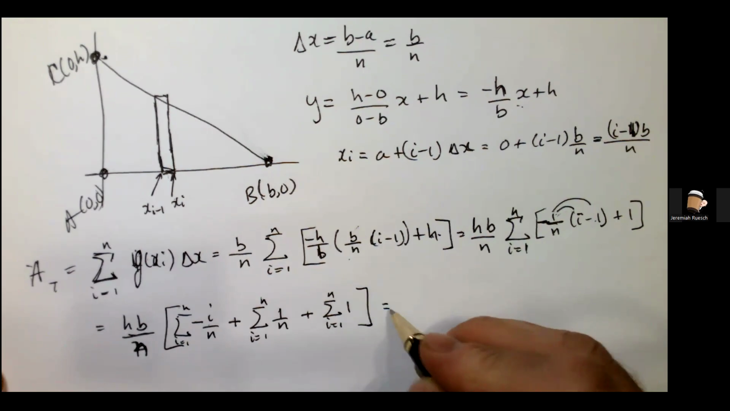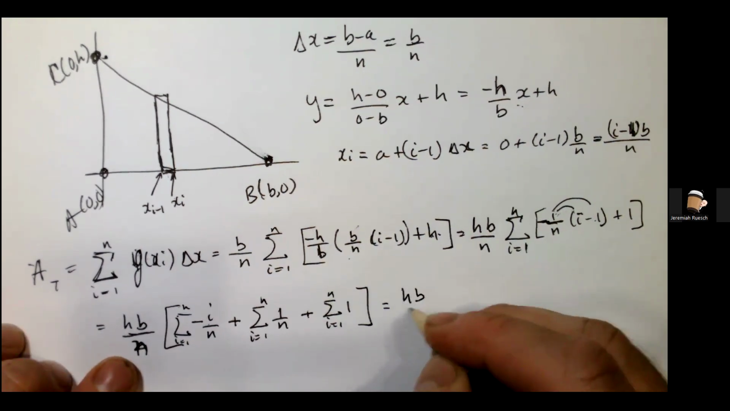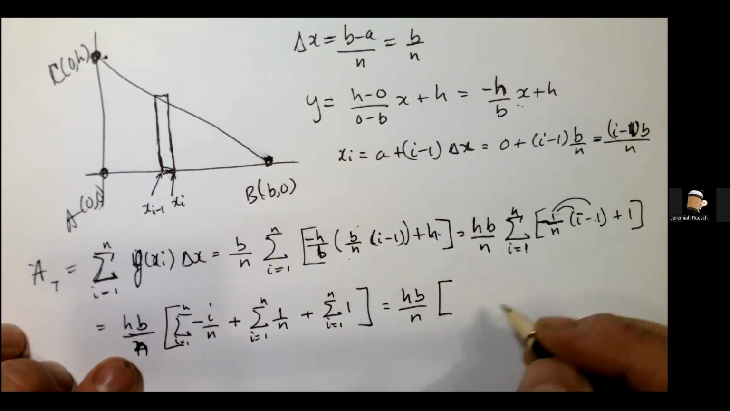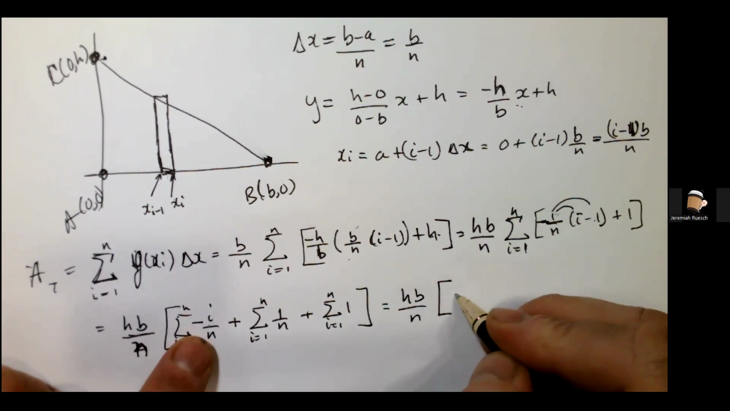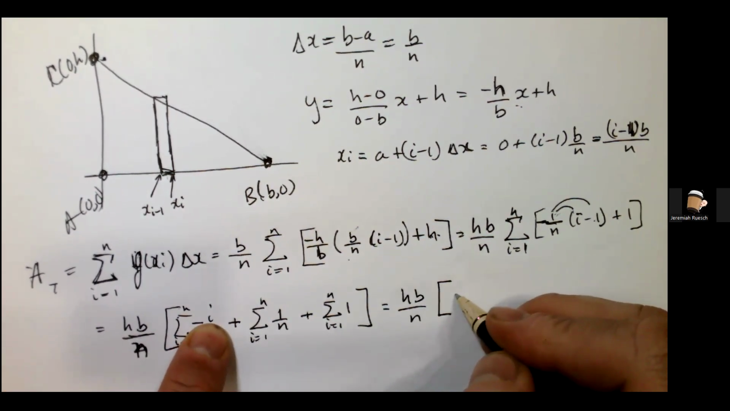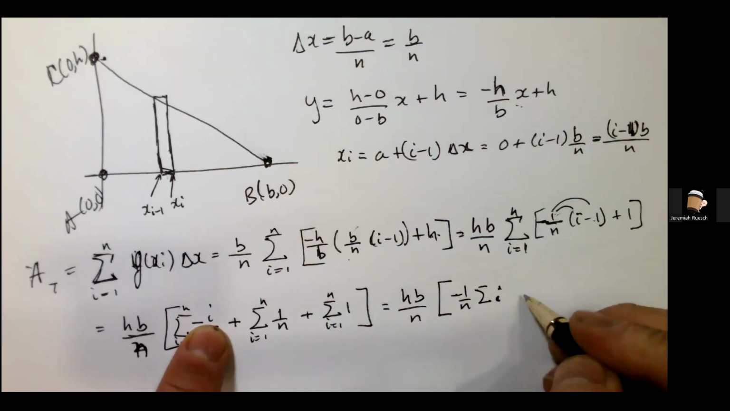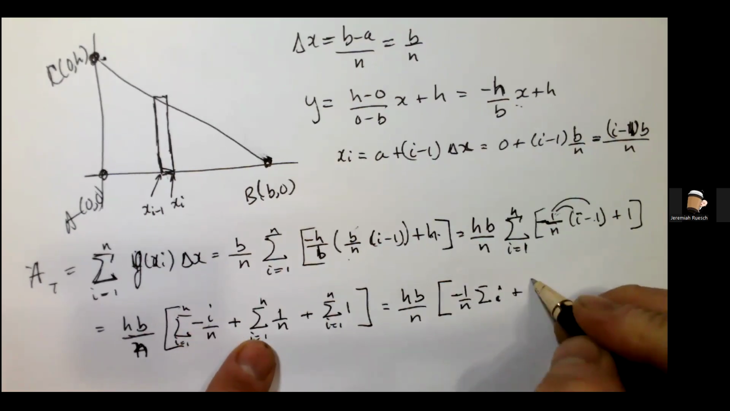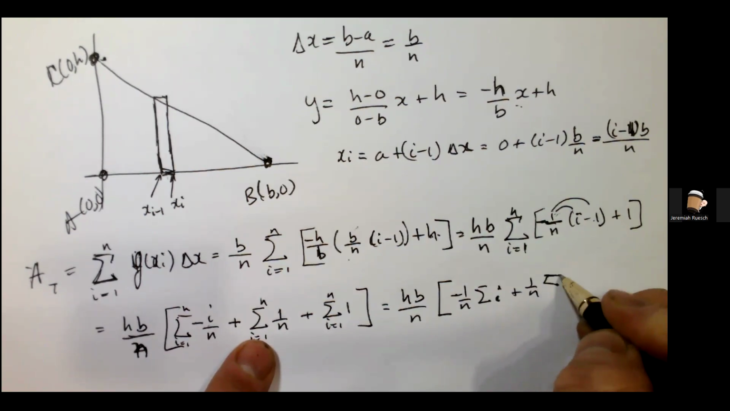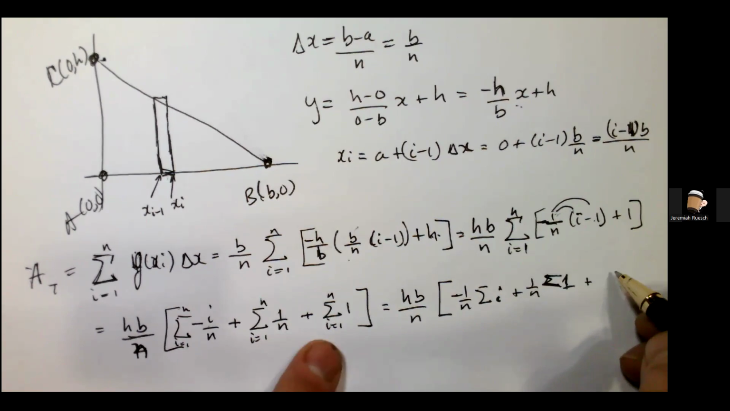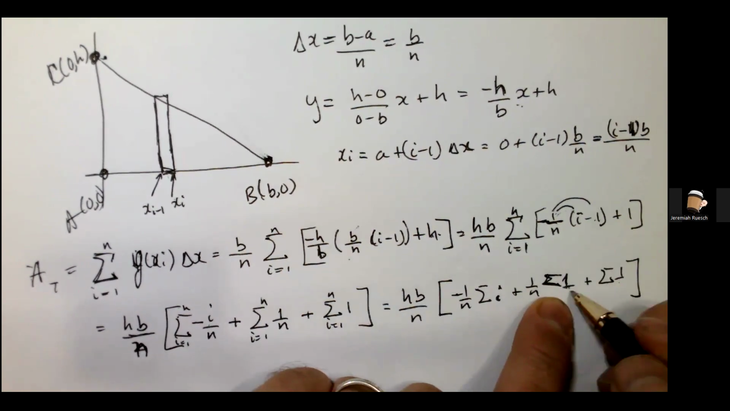Okay. Simplifying each of these, I have hb over n. This is going to be the sum of i, so the negative 1 over n can come out, and the sum of i is what we're working with here, plus the 1 over n can come out here, and this is just the sum of 1 plus the sum of 1. And so these two should be pretty easy to see.